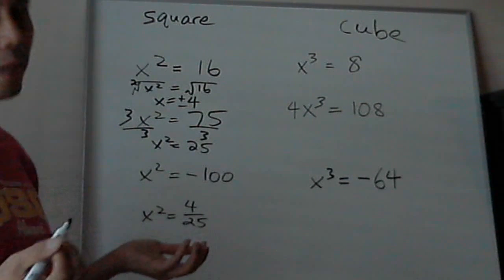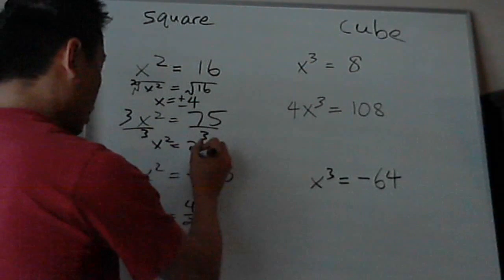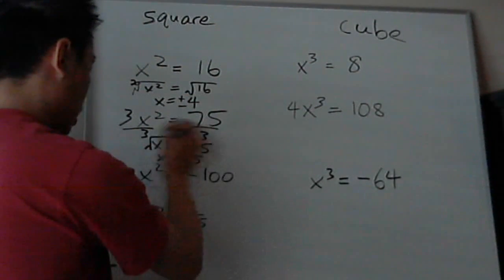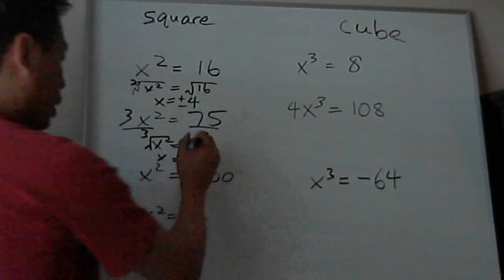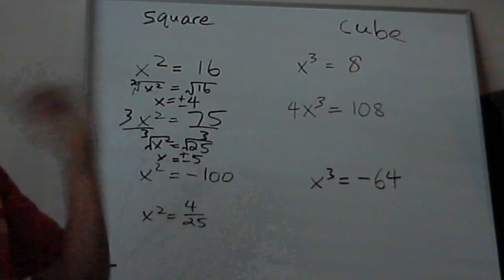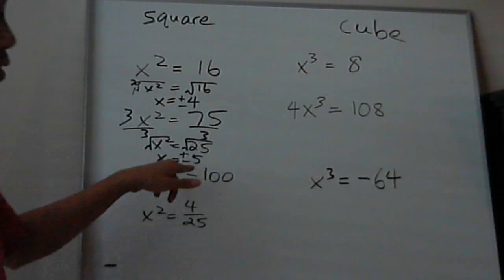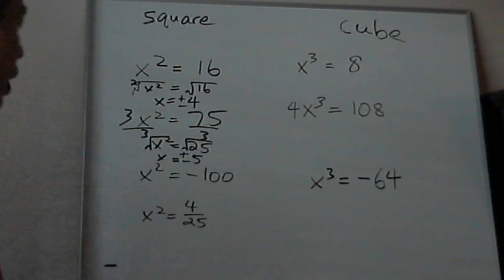What times what is 25? So the square root of 25 is 5, right? And remember, since I'm doing an even root, it's plus or minus. So it's plus or minus 5. Not just 5, it's plus and minus 5, because negative 5 squared is really 25, right? So you have to think about it that way.